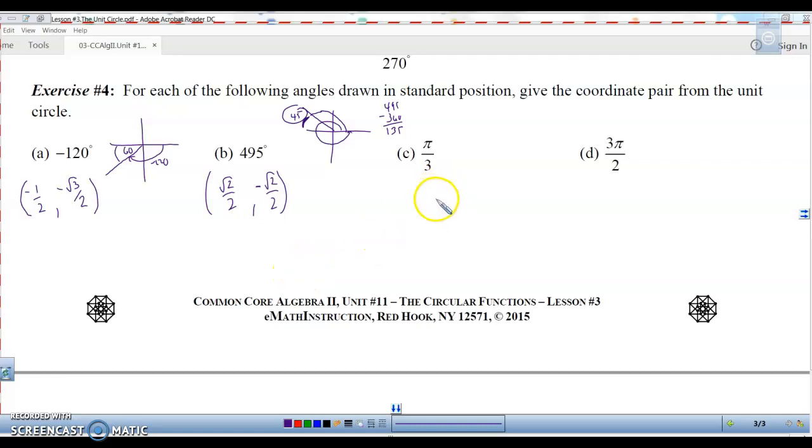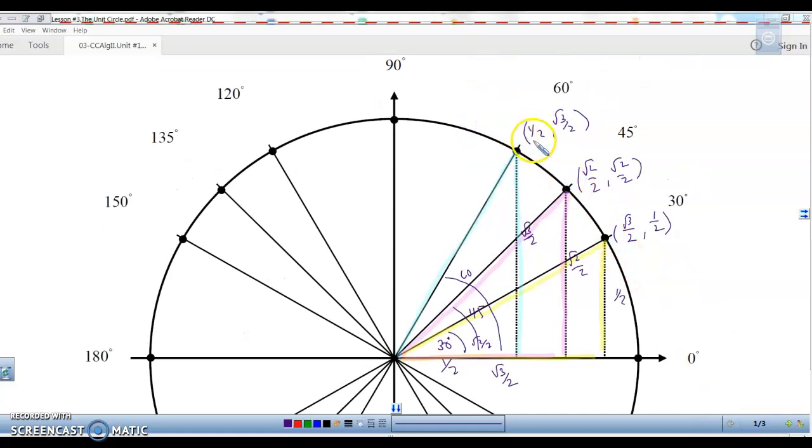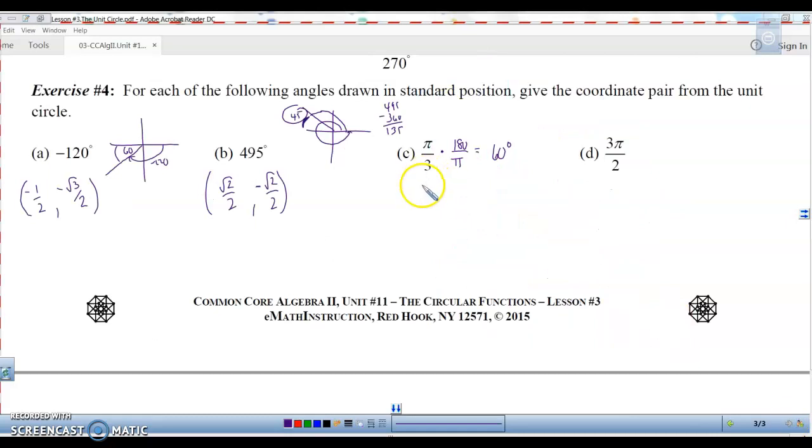Okay, now this also works for radian measure as well. You just have to know what the angle measure is. If we have pi over 3, what is that in degrees? Well, remember, to change from radians to degrees, you multiply by 180 over pi. The pi cancels, and this is going to give you 60 degrees. So if this is 60 degrees, we look at our reference angle for 60 degrees, which is back here. 60 degrees is 1/2 and the square root of 3 over 2. There are your coordinates.